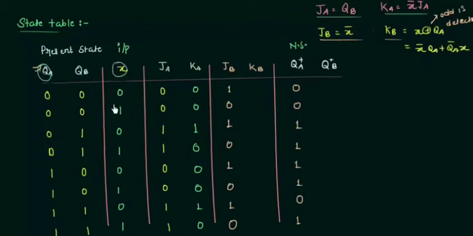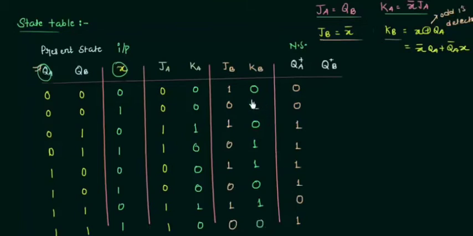Let's start with it. 0 0, it means no ones, so 0 is here. 0 1, odd one is there, so 1. 0 0, again 0. 0 1 is 1. 1 0 is 1. 1 1, even number of ones, so 0. 1 0 is again 1, and finally 1 1, even ones are there, so 0.